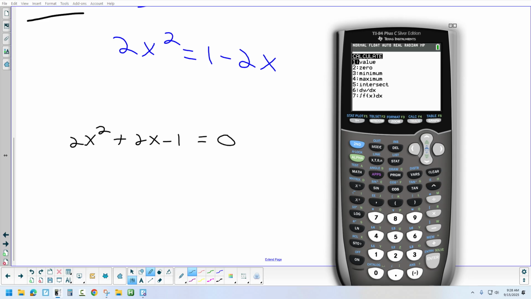Yep, we're going to calculate a zero. All right, now it's going to ask me 3 questions. What do I have to do? I've got to hit enter, but I've got to make sure everything is set up right. What do I have to do with my cursor for the first step? Move it to the left side. Yeah, we've got to move it somewhere to the left of the zero. Hit enter.